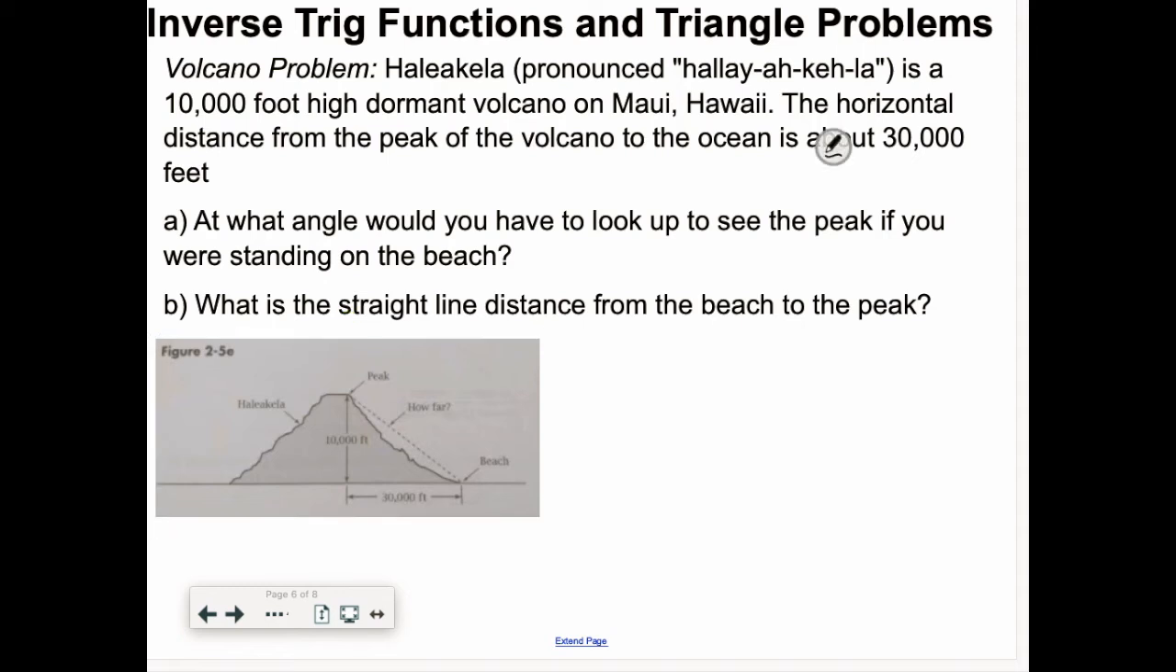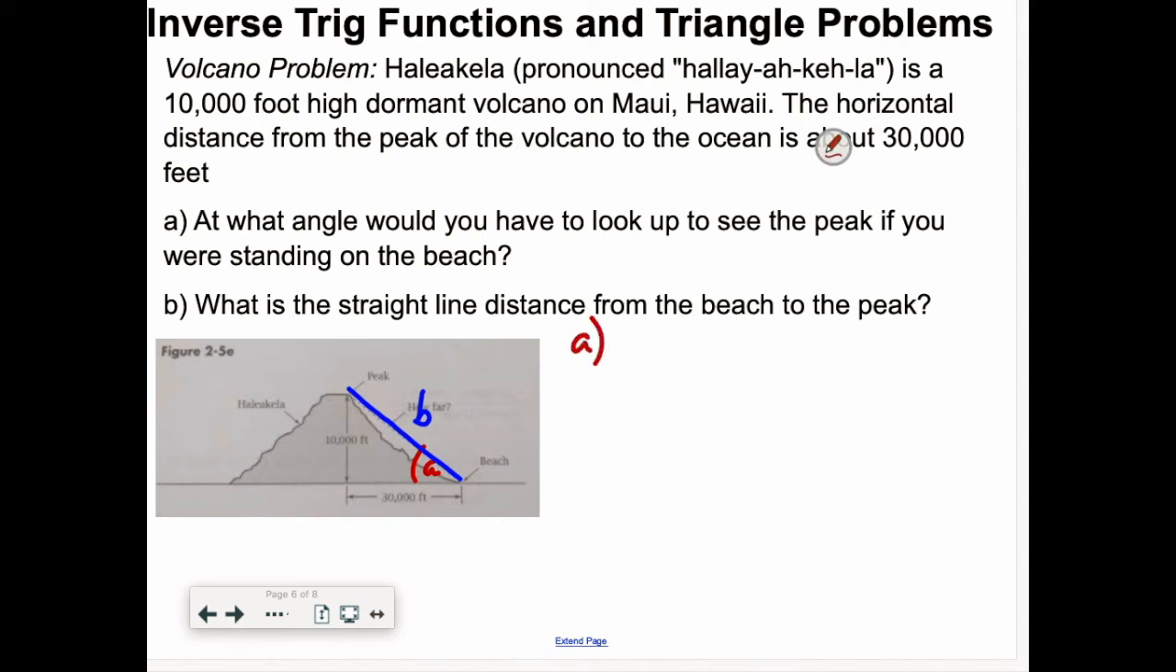So we have a diagram here. We got our 10,000 feet. We have our 30,000 feet. We got our peak here. We have our beach. We're asked to find how far. So let's label this out and see what we're doing. So at what angle would you have to look up? That's going to be this angle, A. And then what's the straight line distance? That's going to be this, B. Well, let's find A.